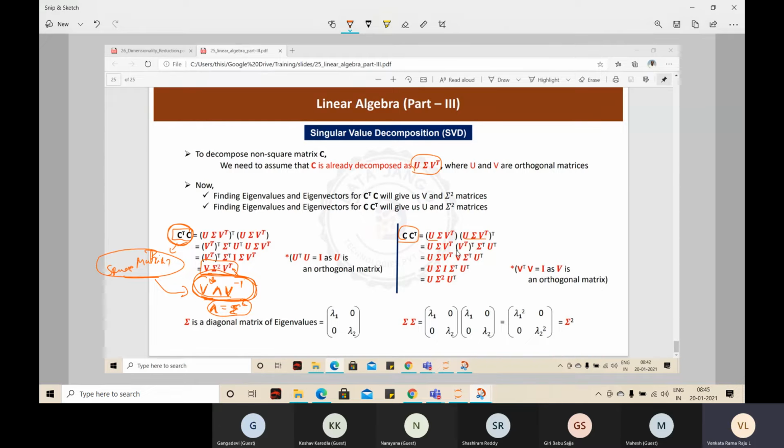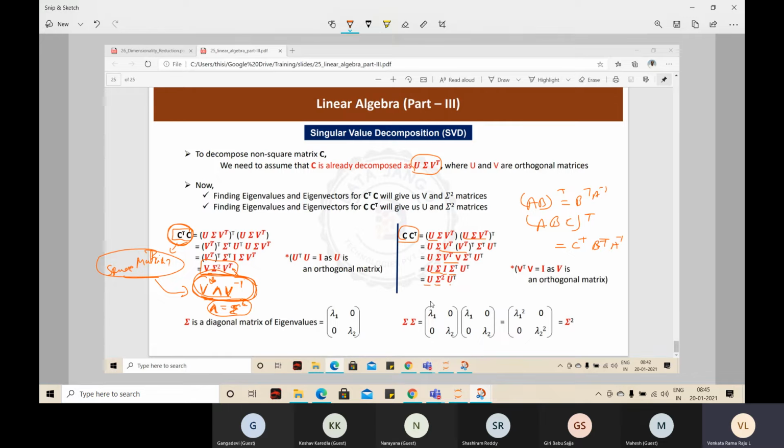When you apply the transpose, (AB) transpose is equal to B transpose A transpose. If you have (ABC) transpose, it's going to be C transpose B transpose A transpose. So that's what happened here. So (V transpose) whole transpose, sigma transpose, and U transpose. V transpose V is going to be I. Sigma transpose sigma is going to be sigma square.